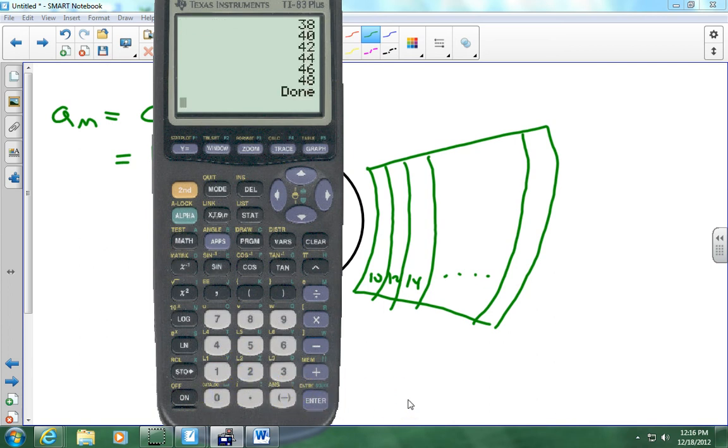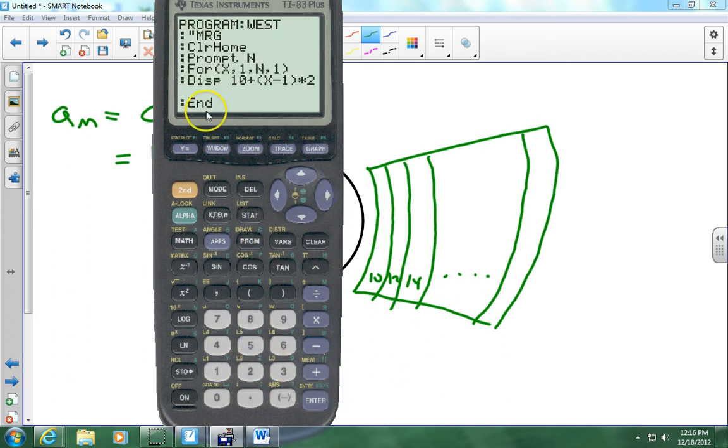The last one's 48. Now, remember, you know how to add up an arithmetic sequence, don't you? You know how to get an arithmetic series? Yeah, so it knows what's being looped. Because if you do program edit west, you could put more than one line in the loop that gets repeated, so it doesn't know if that's what you want. So if you just want one line, put the end right away.